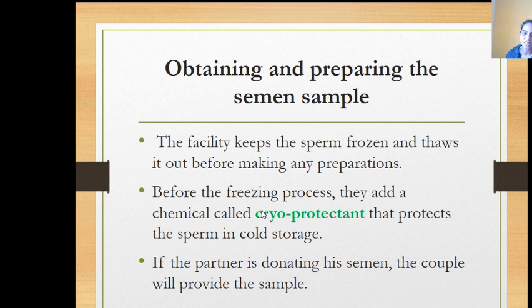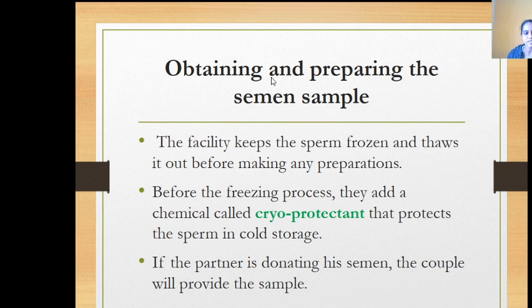But during the freezing process, that is during the storage, semen will usually be added with cryoprotectant. Certain chemicals will be added. Cryo usually refers to the lower temperature. At lower temperature, there is a chance that the cell might get damaged. So to protect against shrinkage of the cell or something like that, cryoprotectants are used.